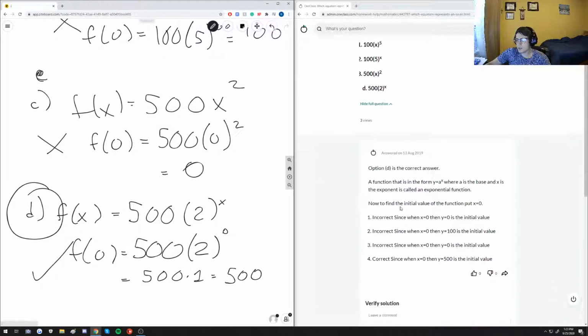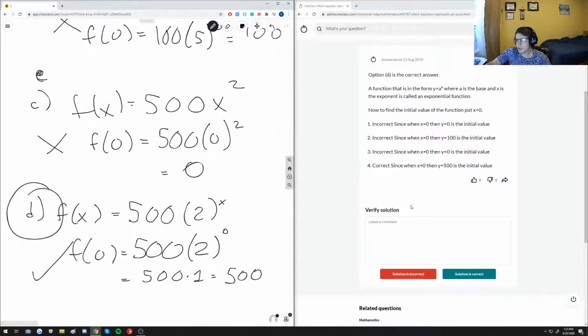So in this case, we would go with D, and this is the same thing that I've done here, systematically proving that D is correct. So this is the correct solution. Good job. All right.